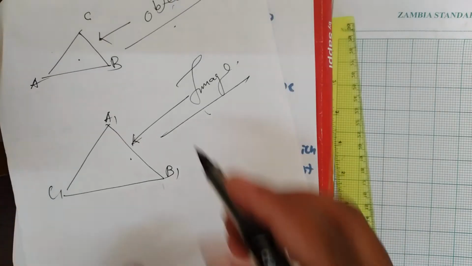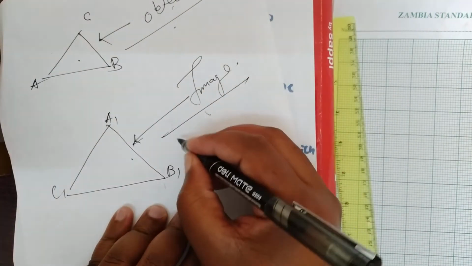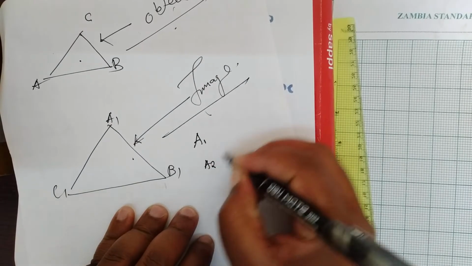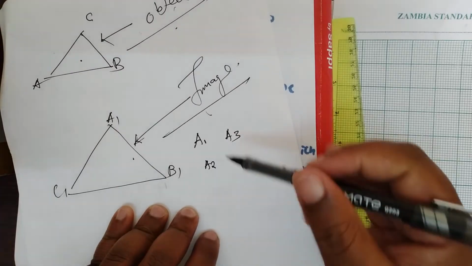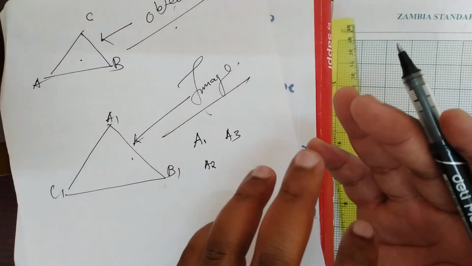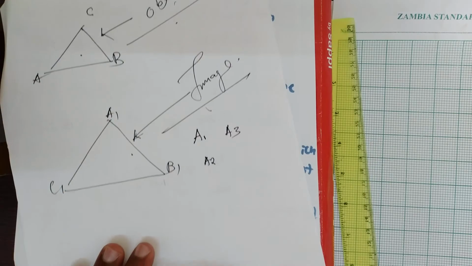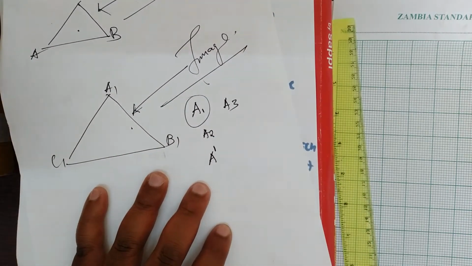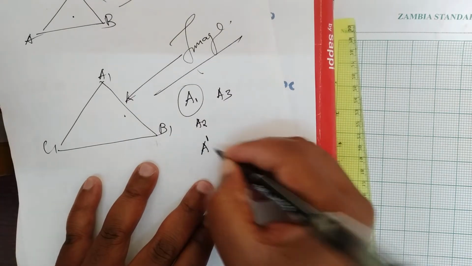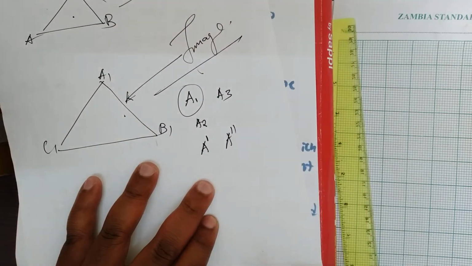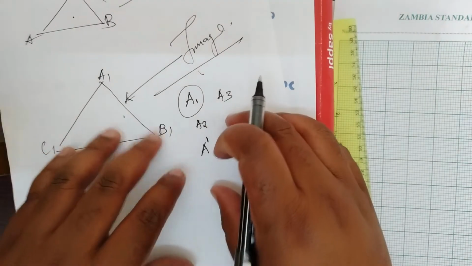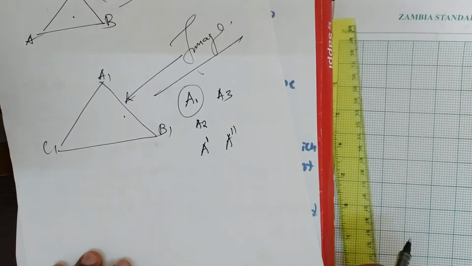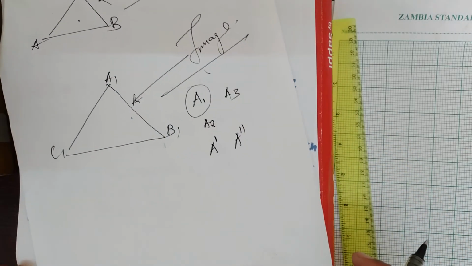Usually to denote an image, we might say maybe A1, A2, A3, just to differentiate one shape from another shape. Besides this, we can also use A prime, and others would go from A prime to A double prime, and so on and so forth. These are just notations meant to differentiate one shape from another shape. So you should be comfortable with those notations.